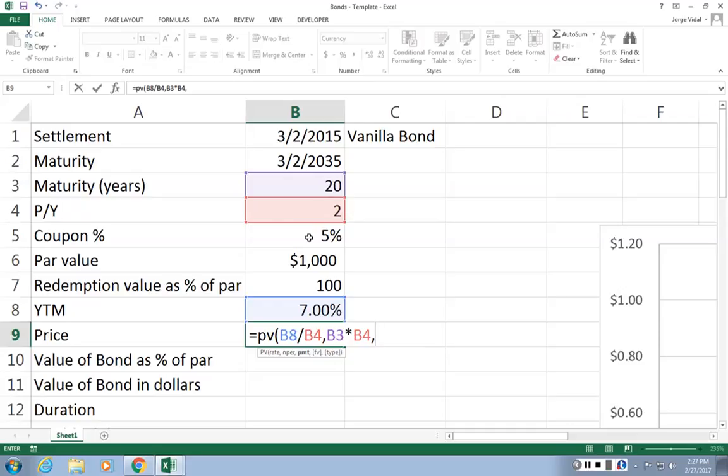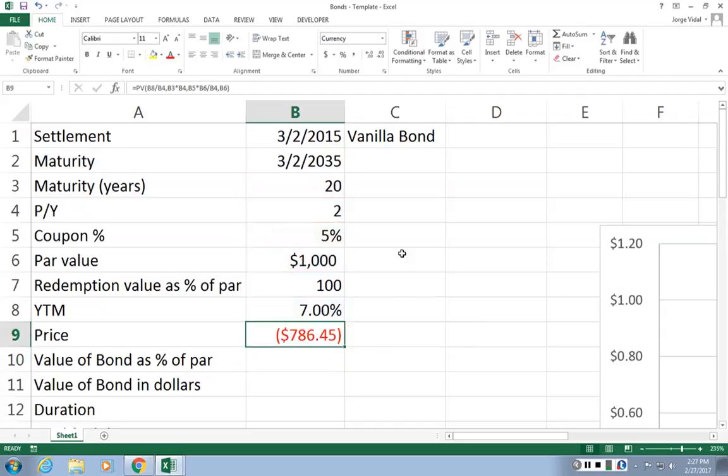As the coupon, which is 5%, times the par value. The coupon payment is always coupon rate times par value. And then semi-annual means that you have to divide it by the PY, right? Comma. And then it's asking for the future value, which is the 1,000. And that will give you a bond price of 786. Now, if you don't want to see negative prices, you can put a negative in front of the present value. And so that would be the bond price.